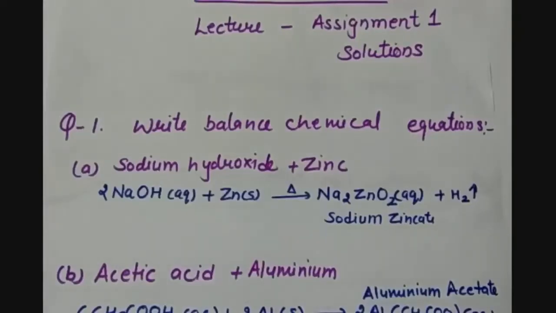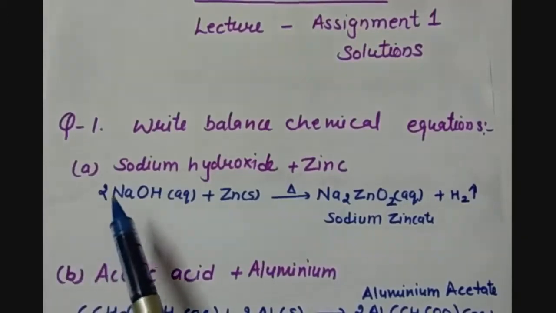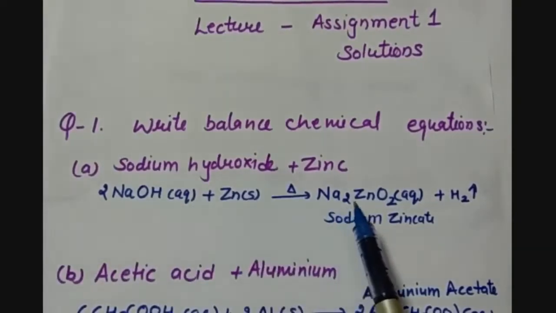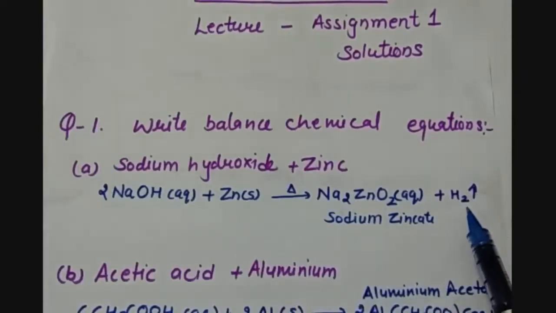The first question is, write the balanced chemical equations for the following reactions. Part A is sodium hydroxide when it reacts with zinc. Here sodium hydroxide is a strong base and zinc is a metal. When a base reacts with a metal, salt is produced and hydrogen gas is evolved. So accordingly, we have sodium hydroxide reacts with zinc, it forms Na2ZnO2, that is sodium zincate, and hydrogen gas is evolved.